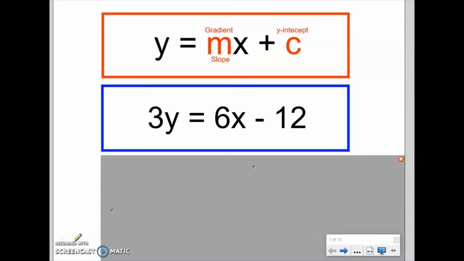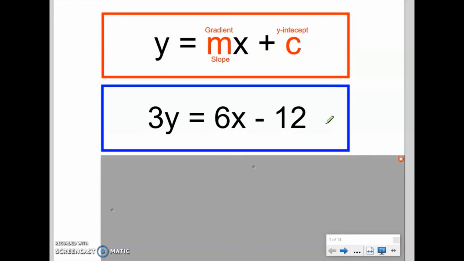In this video we are going to look at finding the gradient and the y-intercept from the equation of a straight line. So I'm going to present you with some equations of linear graphs, and using your understanding of y equals mx plus c, we're going to find the gradient and the y-intercept, and then we look at how we can relate that to the actual graph. What would the actual graph look like once we know the gradient and the y-intercept?